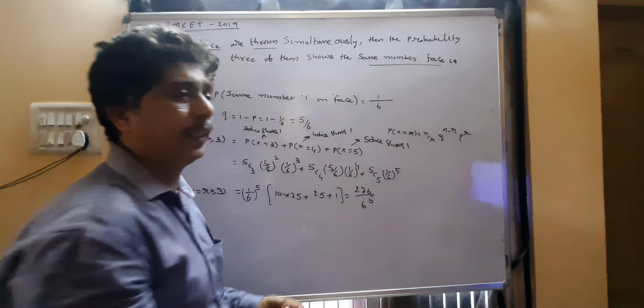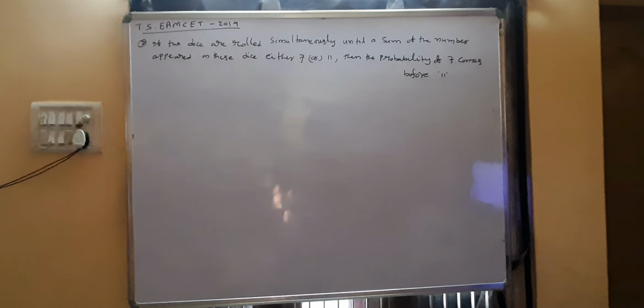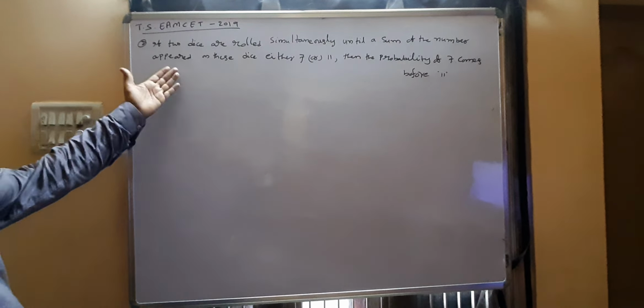Copy that problem. See the question, this question was already asked in AP 2019. Two dice are rolled simultaneously, one after another. The sum of the numbers appearing on the dice is either 7 or 11.